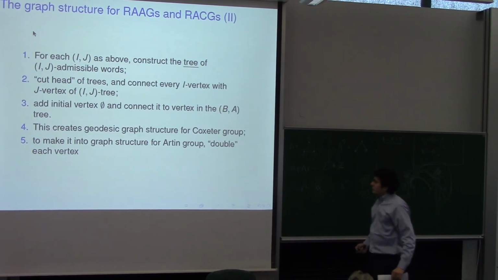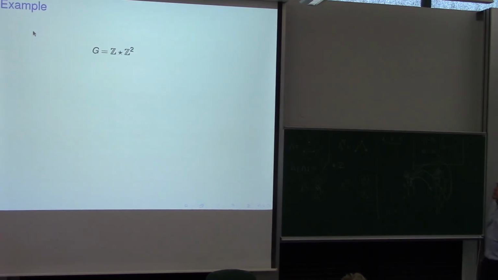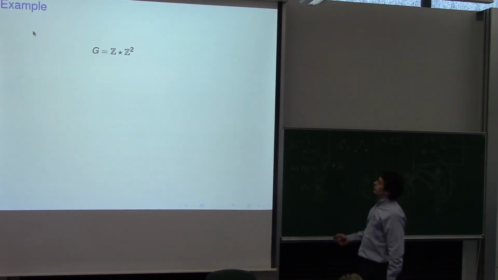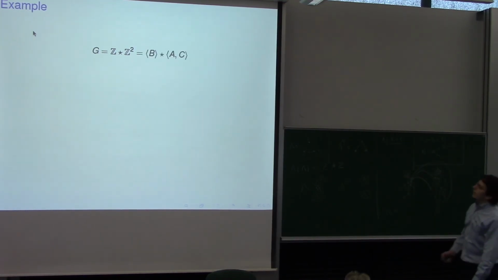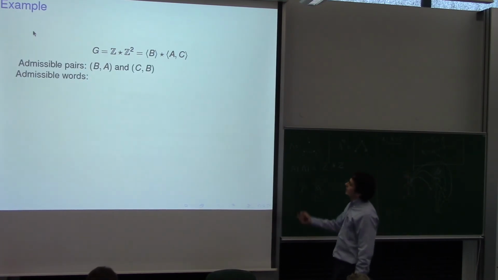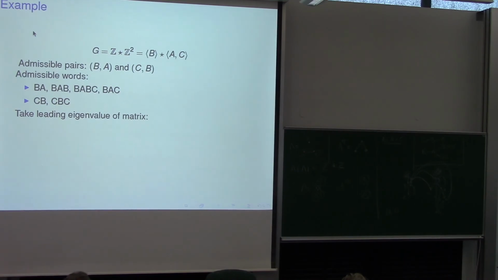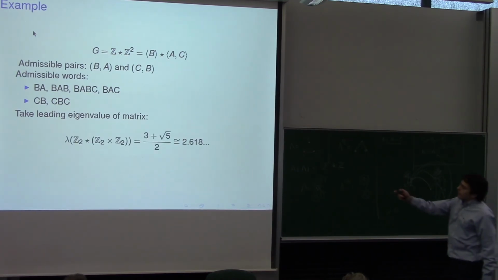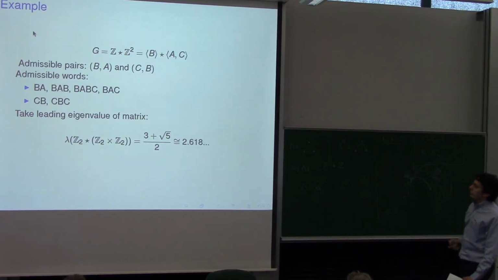Anyway, then you get this nice matrix, and you can compute, for instance, the growth. Let me just finish with this example that I computed during the night when I couldn't sleep because of the jet lag. In this case, you get all these admissible pairs, and you have this 6 by 6 matrix, and for the Coxeter group, you get this number as the growth, so it's the square of the golden mean, basically.